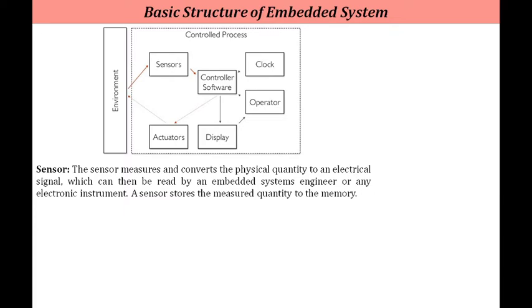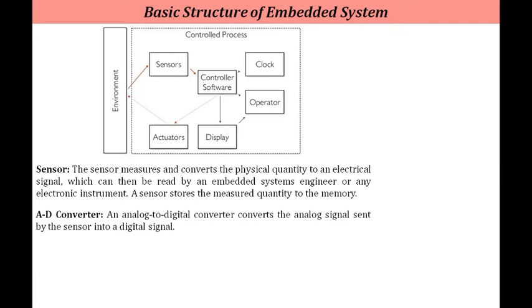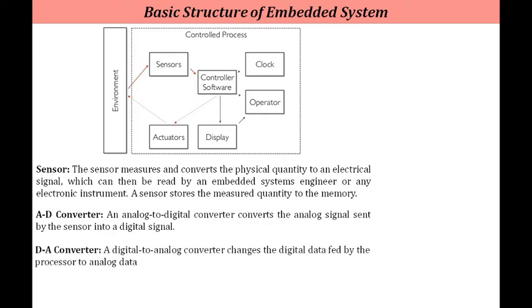Whatever data is fetched by the sensor needs to be stored in the memory. Next is the ADC, that is, the analog to digital converter. If I use LM35 to sense the temperature, that is an analog signal, and if I want to do certain processing, then I need to convert that analog signal into a digital one. For that case, we require an analog to digital converter. The exactly opposite function is the DAC, the digital to analog converter. The digital to analog converter changes the digital data which is fed by the processor into analog data.